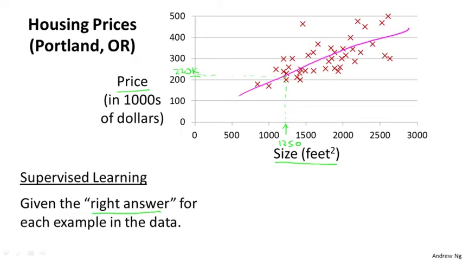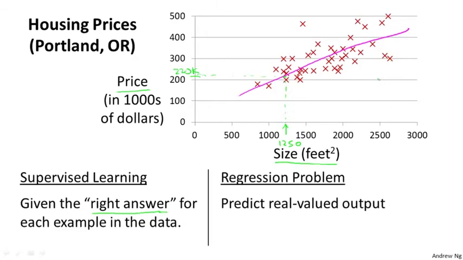for each of our examples. Namely, we're told what the actual price was that each of the houses in our data set was sold for. And moreover, this is an example of a regression problem, where the term regression refers to the fact that we're predicting a real valued output, namely the price.